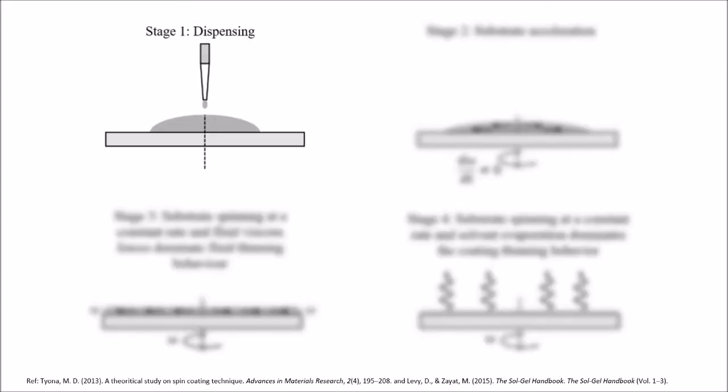In the first stage, the fluid is deposited onto the substrate surface. There are 2 common methods of dispense. The first method is a static dispense, where the fluid is simply deposited in the center of the substrate. The second method is dynamic dispense, where the fluid is deposited on an already slowly rotating substrate.